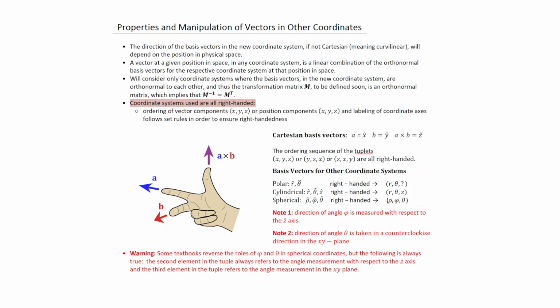The second always refers to the angle measurement with respect to the z-axis, period, full stop. And the third element in the tuple refers to the angle measurement in the xy plane, doesn't matter what the label is. Keep this in mind. I know it may be easy to forget, but it's going to hit you next term, so just be reminded of it.